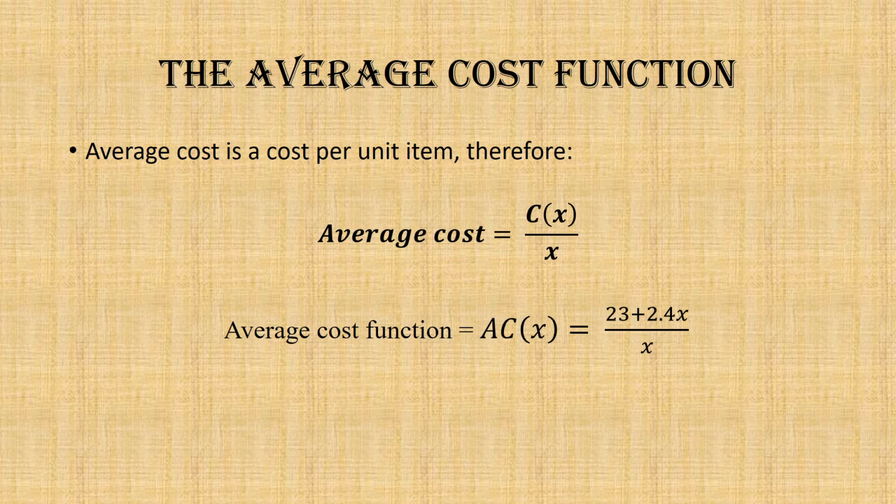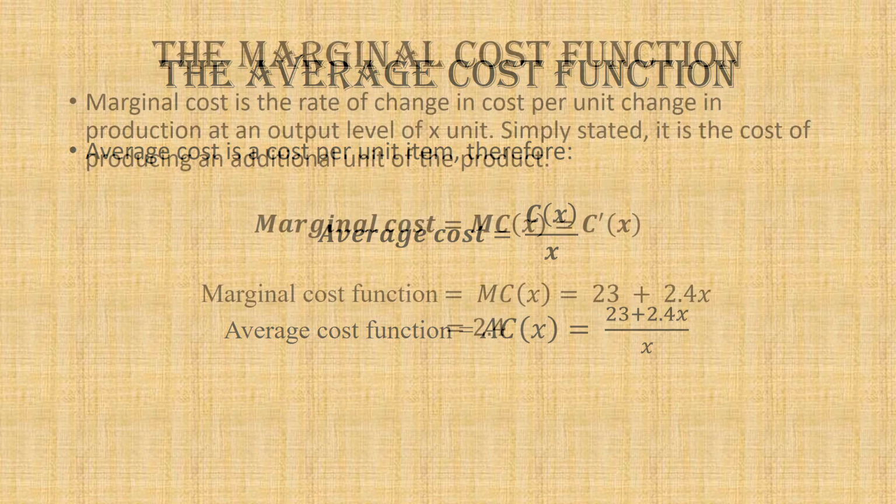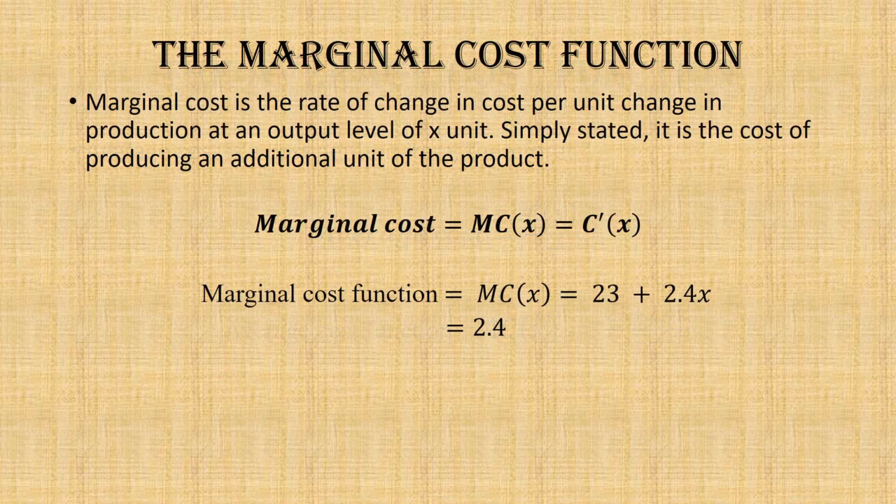Next, we must find the average cost function. Average cost is the cost per unit item. For this function, we have a formula: the average cost equals C(x) over x, where x is the number of items that we produce. And for this business, the average cost AC(x) equals 23 plus 2.4x, which is the cost function, divided by x.